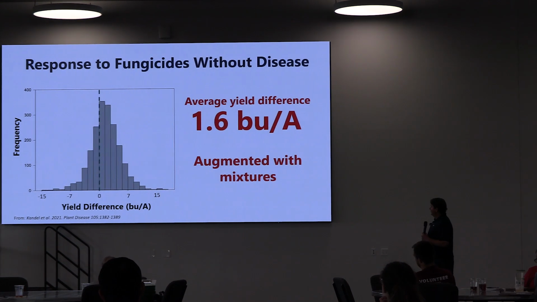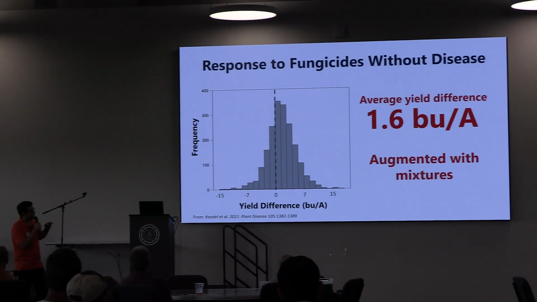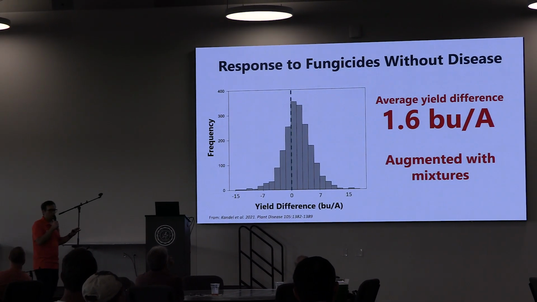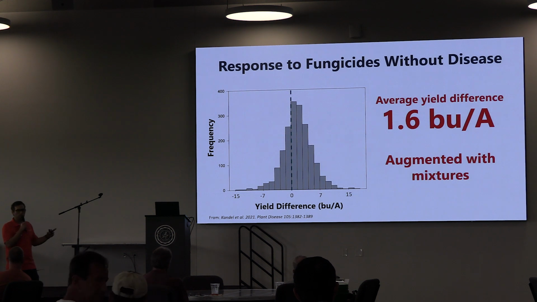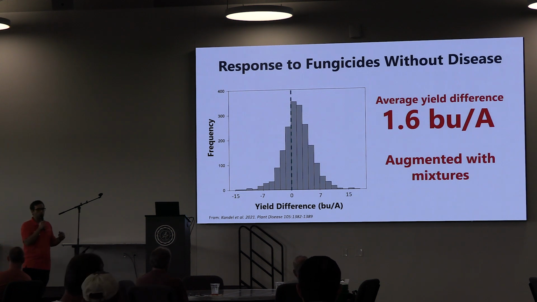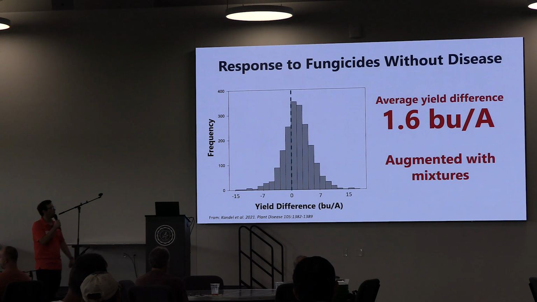So if we look at the impact of these applications on the yield, they found that the yield difference was only 1.6 bushels per acre. Of course, there were scenarios where the increase was much higher, but on average it was only 1.6 bushels per acre. And they also observed that it was greater when they used mixtures instead of products that have only single active ingredients.